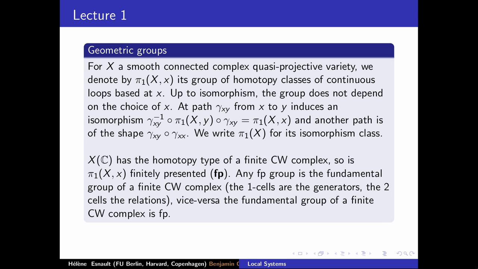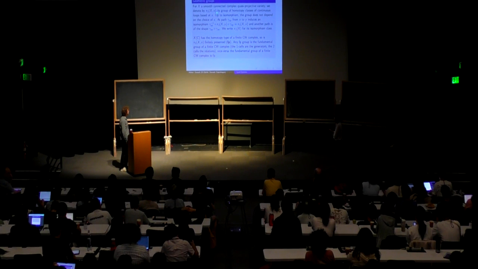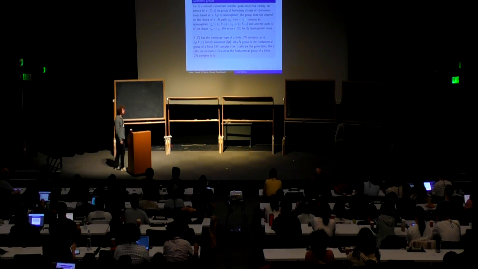So what are geometric groups here? This is a shorthand for a vast concept. We will say that a group is geometric if it arises like this. We have a smooth connected complex quasi-projective variety. We fix a point x and we look at its topological fundamental group. What is that? That's the group of homotopy classes of continuous loops based at x. Up to isomorphism, the group does not depend on the choice of x.